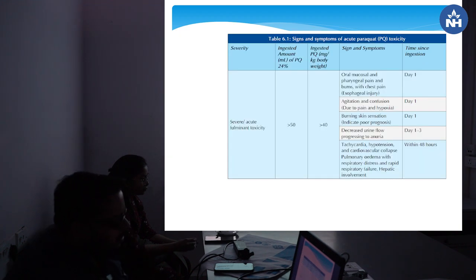In case of severe or acute fulminant toxicity, where the ingested amount is more than 50 ml, on day one there is oral mucosal pain and pharyngeal pain with burns, chest pain, esophageal injury, agitation, confusion, burning skin sensation. On day 1 to day 3 there is decreased urine flow progressing to anuria, and within 48 hours there is tachycardia, hypotension and cardiovascular collapse, pulmonary edema, respiratory distress, respiratory failure and hepatic involvement.